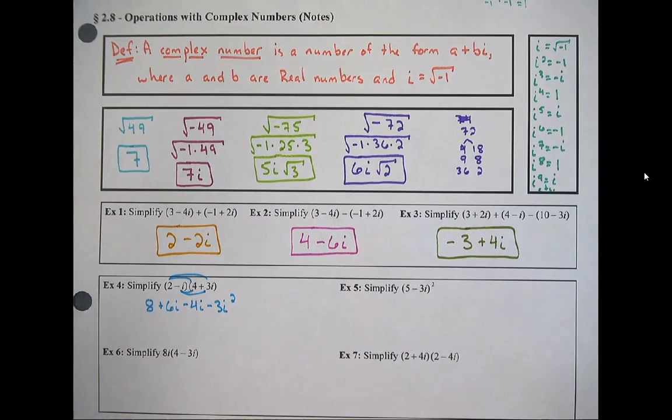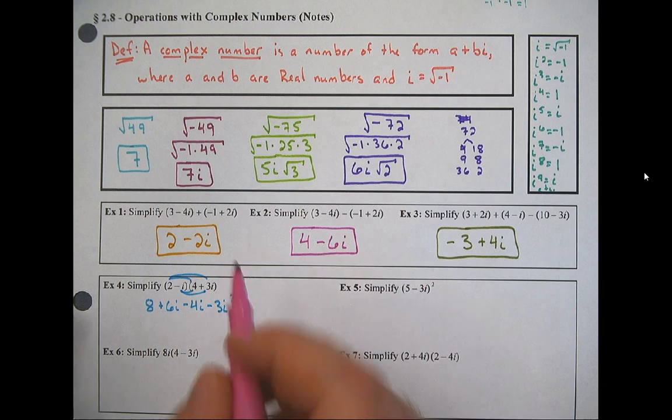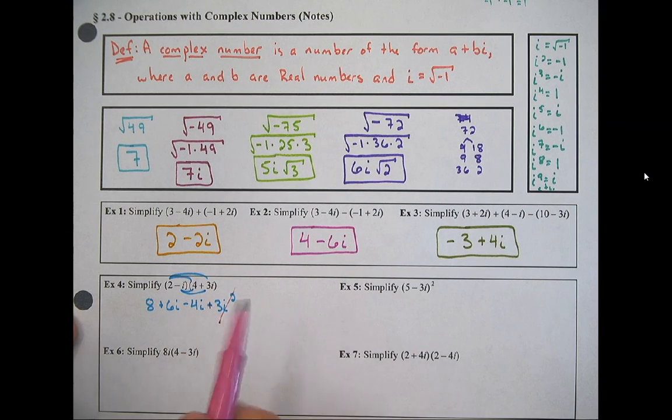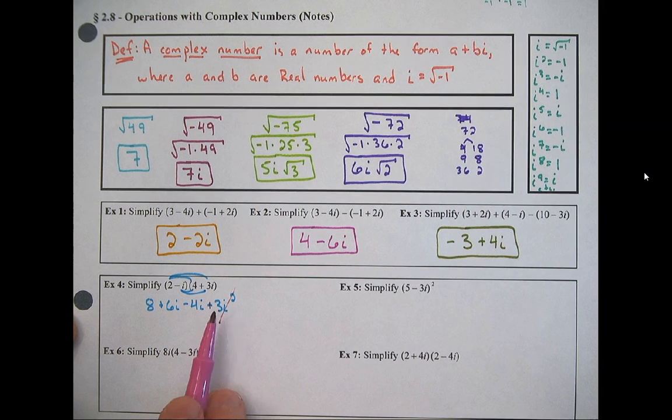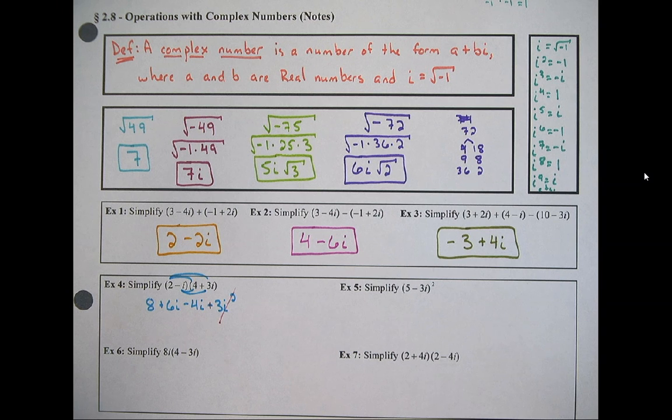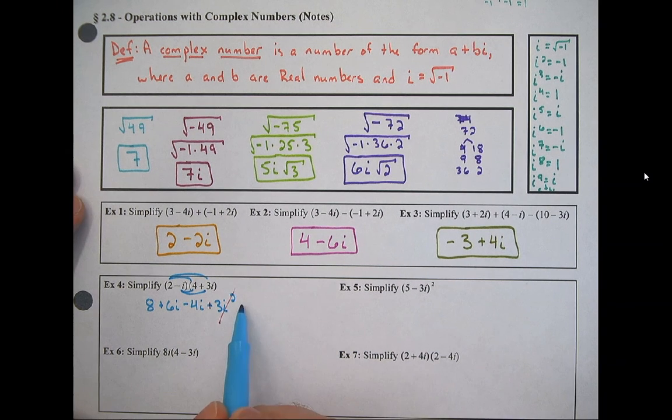So anytime you get an i squared, I recommend just crossing that term out right away and then changing the sign. Because if this is worth negative 1, that negative 3 is going to get multiplied by a negative 1 and become a positive 3. And then now I can combine like terms. This is an 8. The i is gone. So this is just 3. 8 plus 3 is 11. Then 6i take away 4i is 2i.